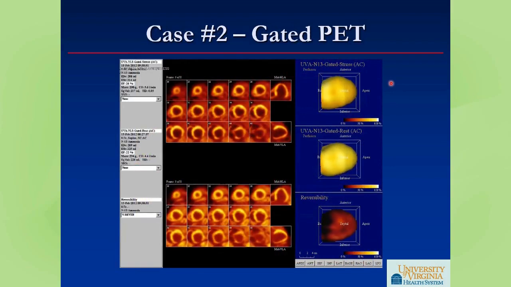And when we look at the function, we can see that the function is markedly reduced. Ejection fraction is in the 22 to 26% range. You can see that it's down everywhere, although there appears to be, in particular, a decrease in the region where we were seeing the perfusion abnormality. And so here the gated function has nicely confirmed what we're seeing on our relative perfusion images.